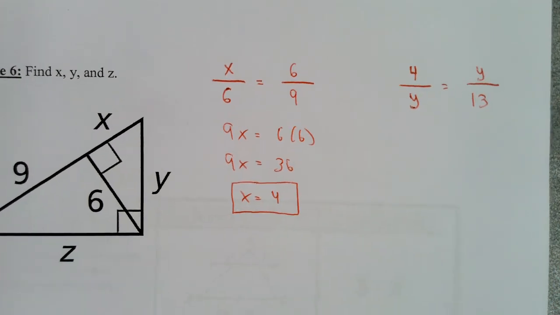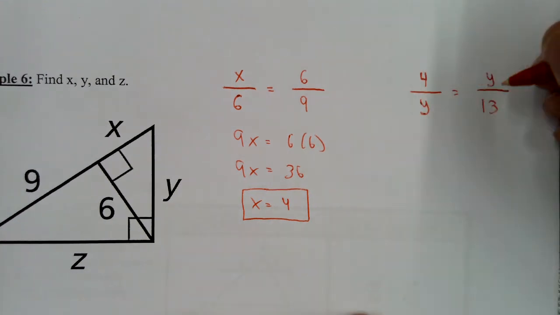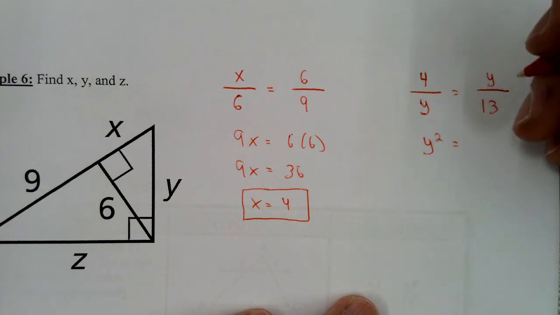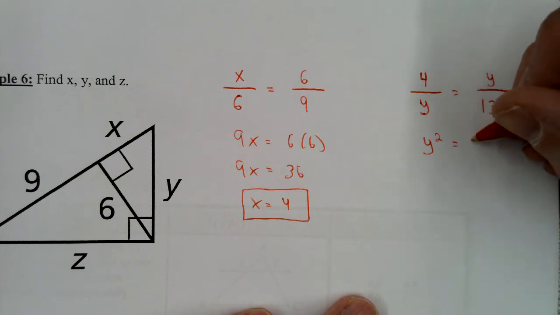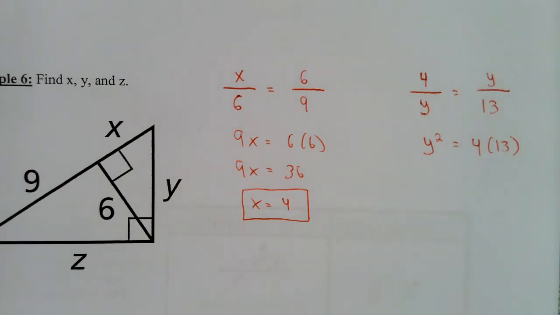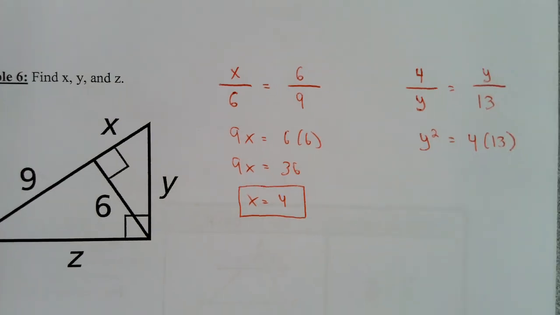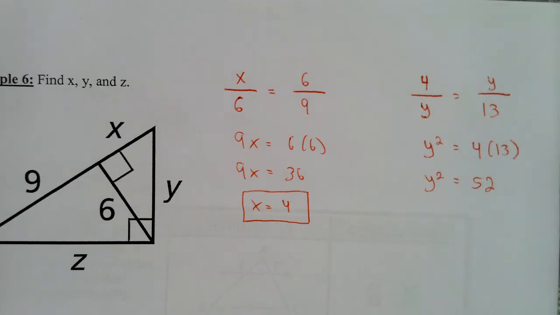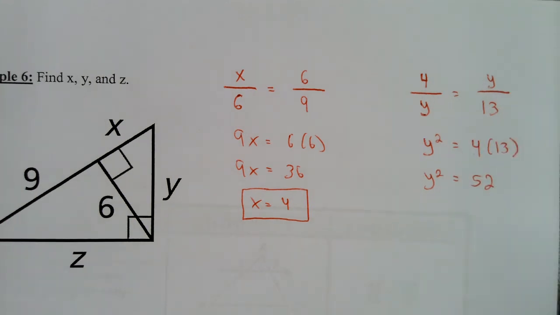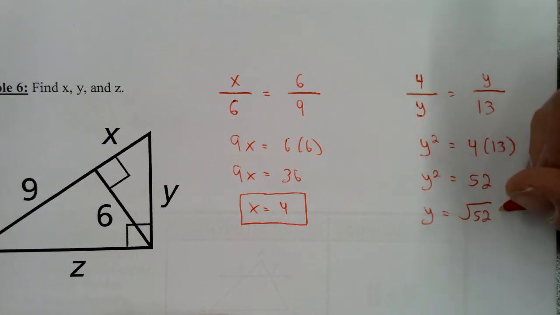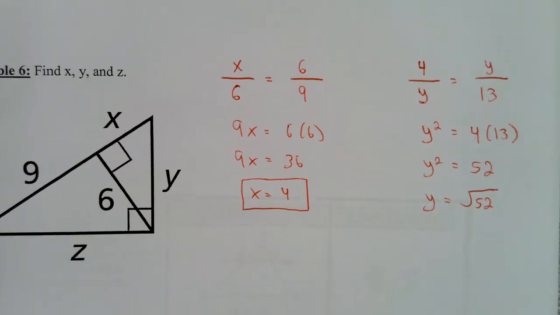Solve that for y. So multiply the diagonals. Y times y is y squared. That equals 4 times 13. So y squared equals 52. Think back to algebra 1. To solve for y, you take the square root of each side. And you only want the positive square root because we're not going to have a negative distance.